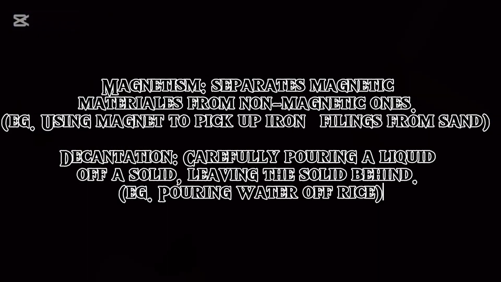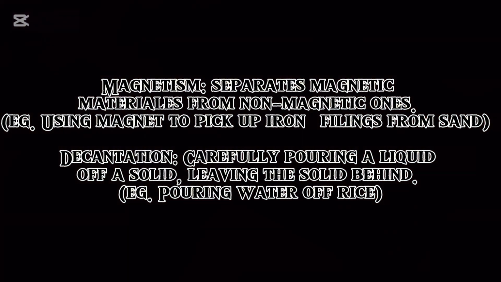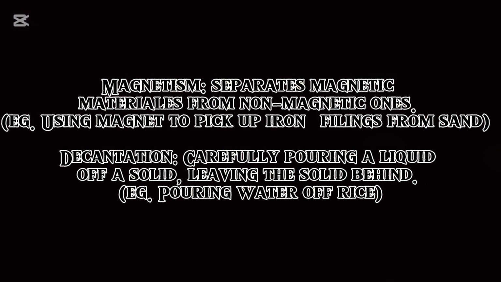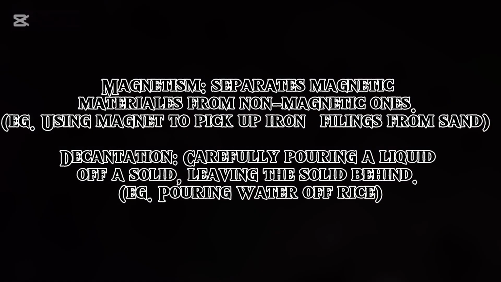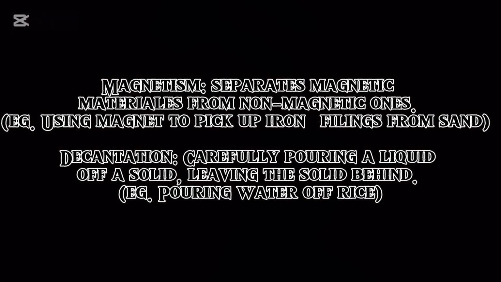Magnetism separates magnetic materials from non-magnetic ones, e.g., using a magnet to pick up iron filings from sand. Decantation, carefully pouring a liquid off a solid, leaving the solid behind, e.g., pouring water off rice.